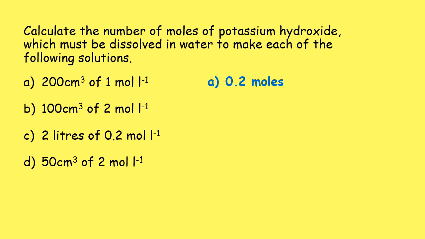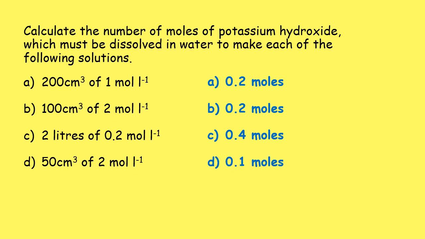Well, the first one, it is n equals cV, so that's going to be c is 1 and V is 0.2 litres. 1 times 0.2 gives us 0.2 moles. For the next one, n equals cV. In this case, c is 2 and V is 0.1 litres. So 2 multiplied by 0.1 also gives us 0.2 moles. For part C, we have n equals cV, c equals 0.2, V equals 2, so that gives us 0.4 moles. And for D, n equals c times V. c is 2 and V is 0.05 litres. When we multiply that, that gives us 0.1 moles.